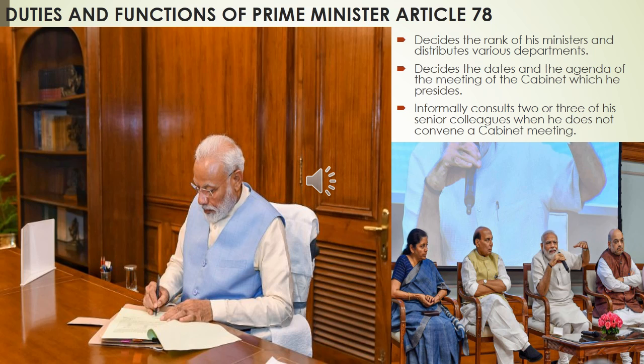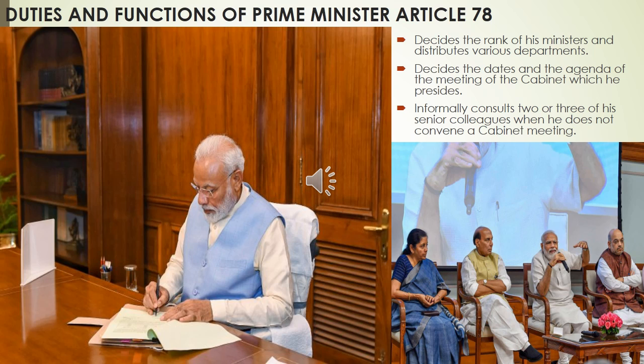The Prime Minister decides the rank of his ministers and distributes various departments. He alone decides which department is to be given to which minister, and he decides the rank of his ministers.